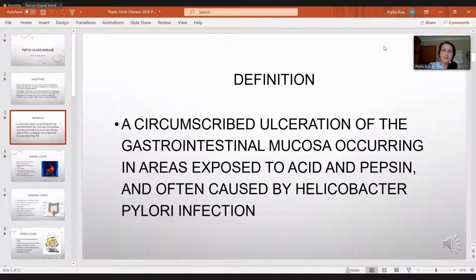Let's move on to the definition of what a peptic ulcer is. There are basically three kinds of ulcers, and we'll talk more about those in just a couple of minutes. But basically an ulcer is a circumscribed ulceration somewhere in the gastric mucosa. It can occur in areas that are exposed to a high concentration of hydrochloric acid, which is in your GI system, and pepsin. Another very common cause is the H. pylori infection too, and we'll talk more about that in a few minutes.